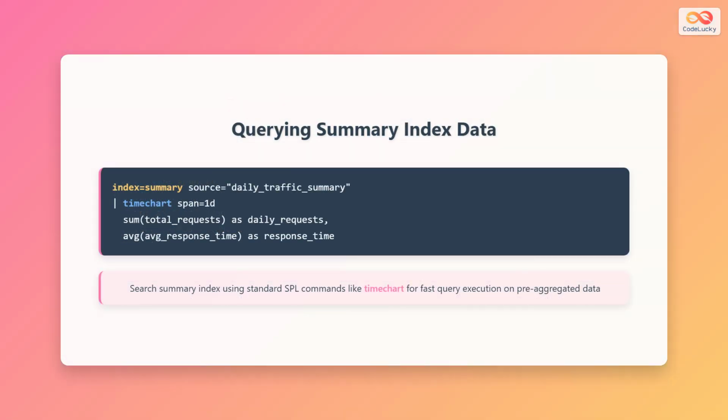Once summary data is created, querying it becomes straightforward using standard SPL commands. This example shows how to search a summary index using index equals summary with the source field identifying the specific summary report. The timechart command operates on the pre-computed summary fields like total requests and average response time to create daily trend visualizations. Notice how the search leverages existing summary fields rather than recalculating statistics from raw events.